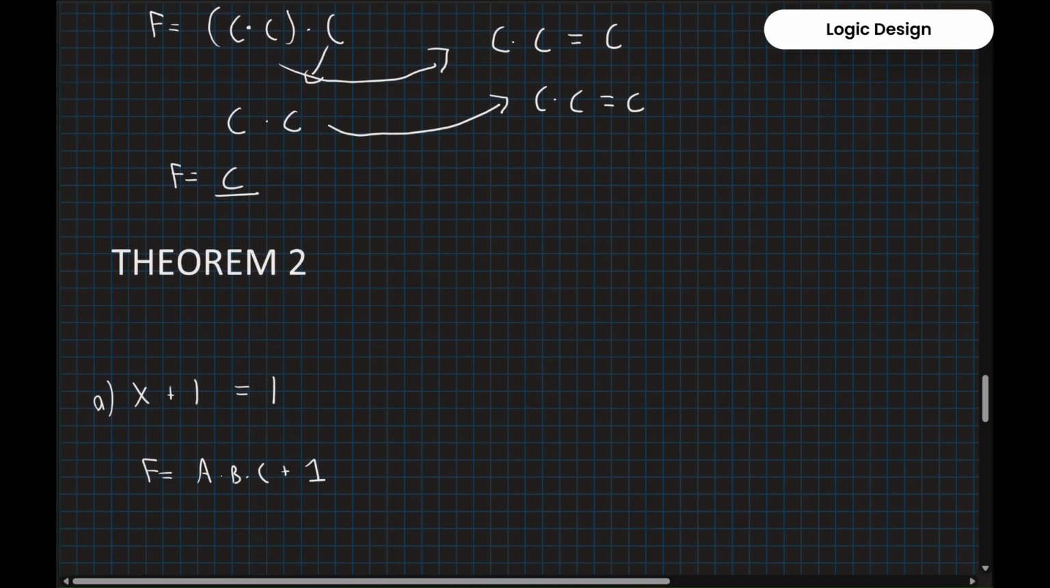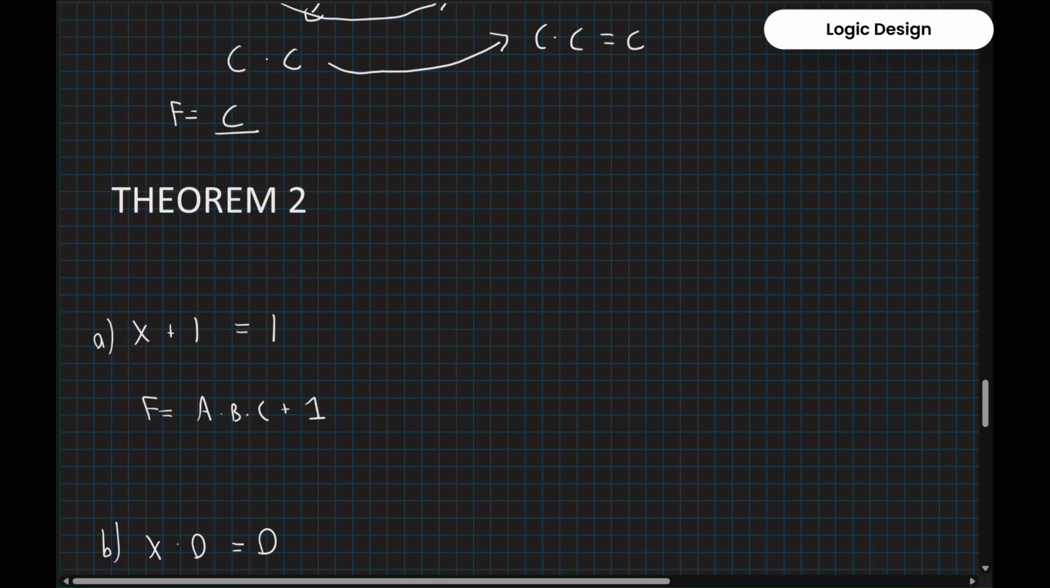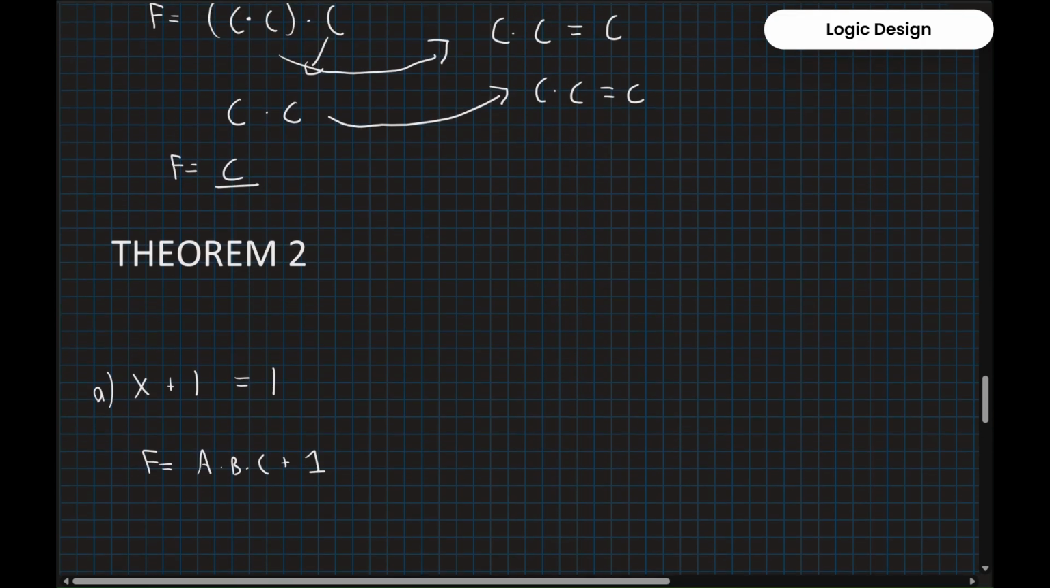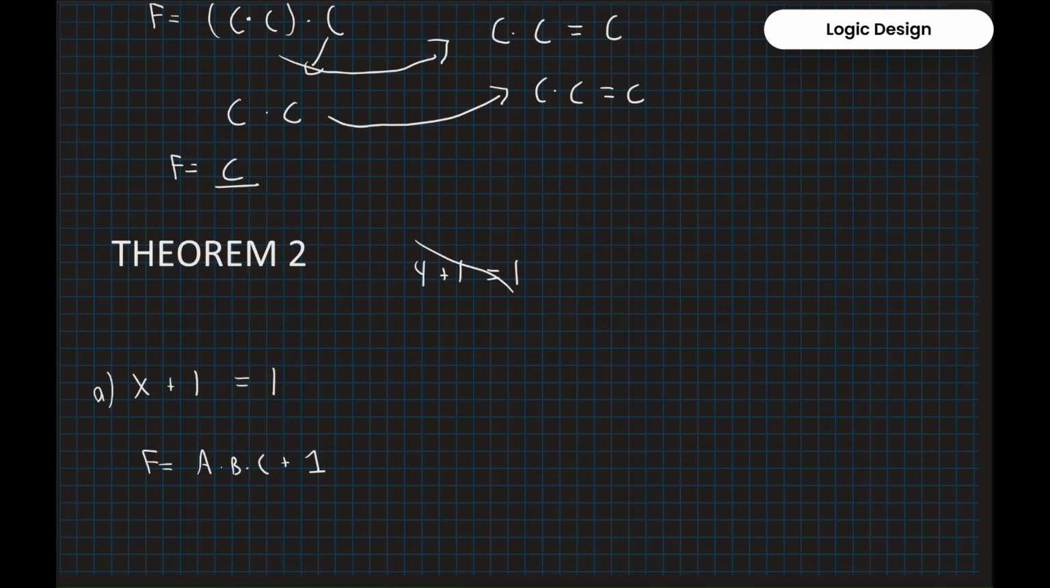Now for theorem 2, we go into x plus 1, so adding 1 to a variable. We just need to understand that Boolean logic is completely different to normal math, the one we learned in middle school. If you were to add, say, x is equal to 4 plus 1, it is not equal to 1. That's wrong, but this is just zeros and ones, so computer logic. So x plus 1 is equal to 1. Let's solve this example right here.